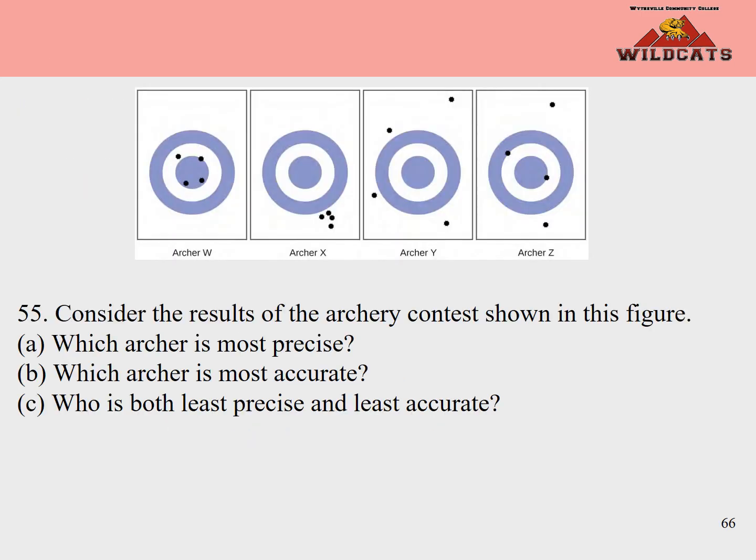So here's our dartboards again. And it says, consider the results of the archery contest shown in this figure. A, which archer is the most precise? So we're looking for the one that's getting their arrows into the bullseye. So that'd be archer, precise, I take that back. Precise is the ones that are close to each other. Now the one that's the most accurate is the one that is closest to the bullseye. So that's archer W. Who is both least precise and least accurate? Well, that looks like how I would shoot the arrows. And that's going to be archer Y because he didn't even make it onto the target.